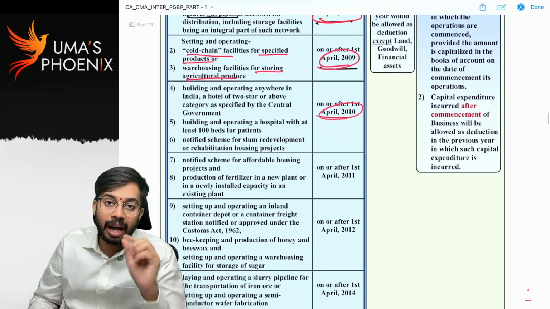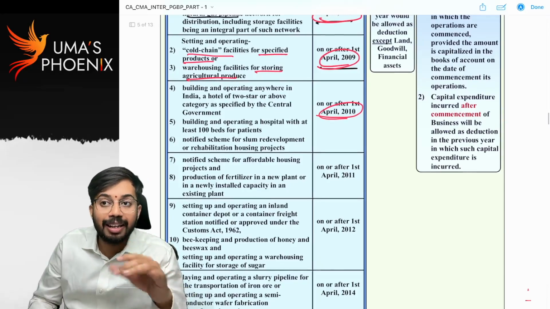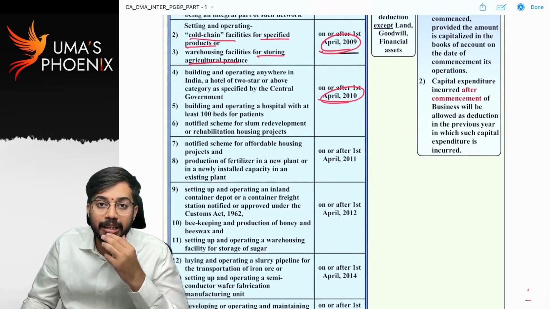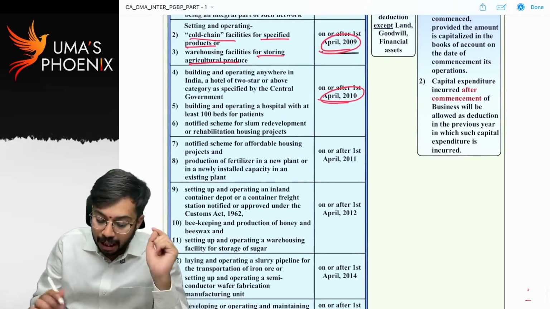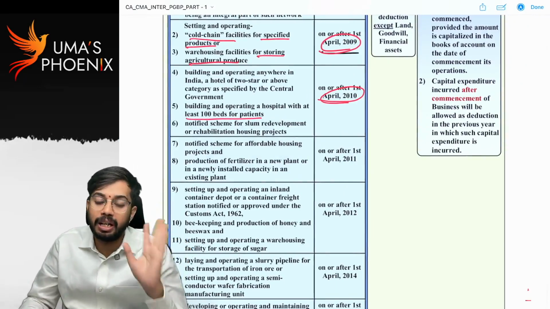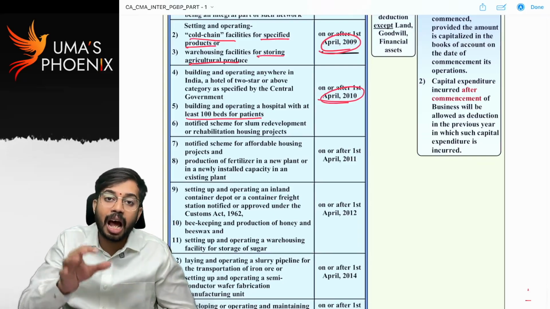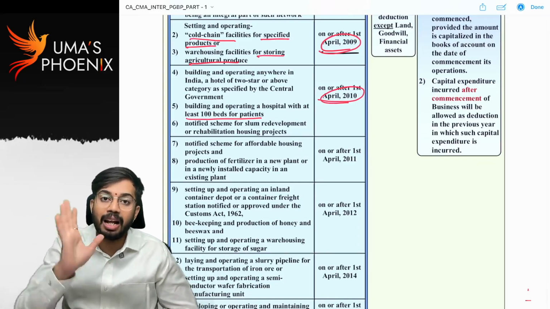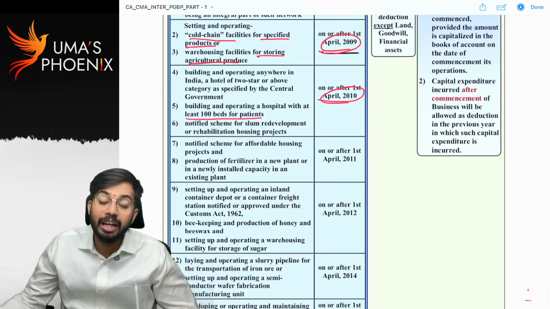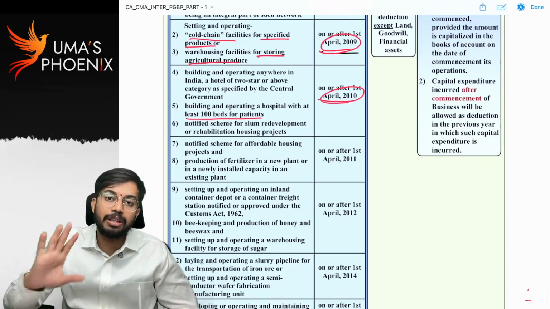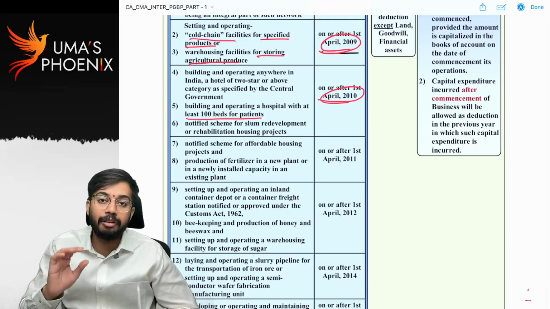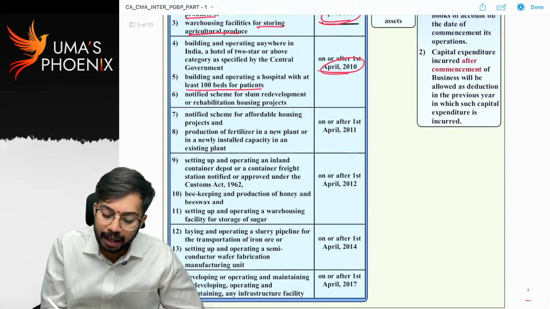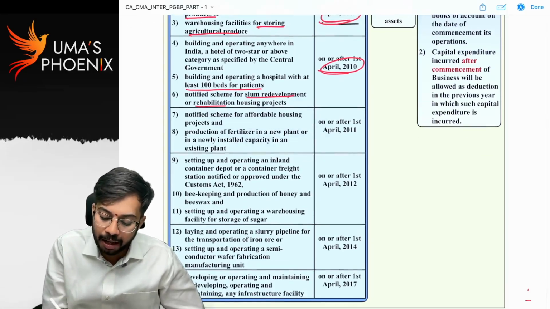Next, those who are engaged in construction of hospitals. In that hospital, whatever the revenue expenditure and capital expenditure incurred, 100% of the expenditure is allowed as deduction. But that hospital should contain a minimum of 100 patient beds. Only those hospitals which have 100 patient beds and are constructed and started on or after 1st April 2010 are eligible for deduction under section 35AD. If they choose 35AD, then 100% of the expenditure is allowed as deduction, irrespective of whether it is revenue expenditure or capital expenditure. Next, notified scheme for slum redevelopment or rehabilitation housing projects.